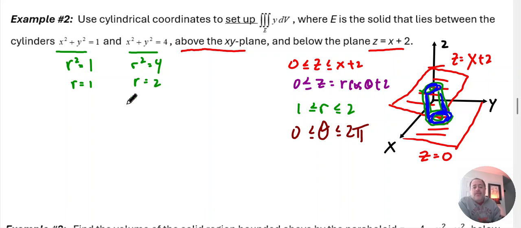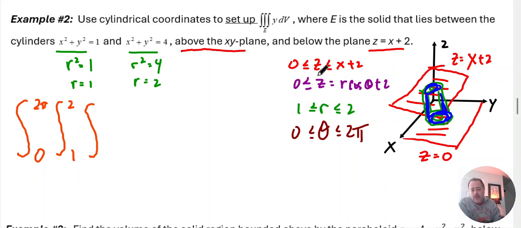So then when we tie everything together here, we're going to just go ahead and set up, because it's just asking us to set up the integral. We're going to start here with our theta, which is going to be 0 to 2 pi. Then we're going to write an integral for our radius, and that's going to be 1 to 2.